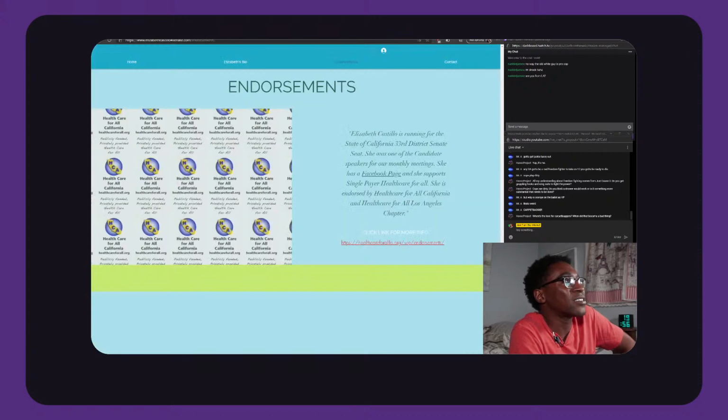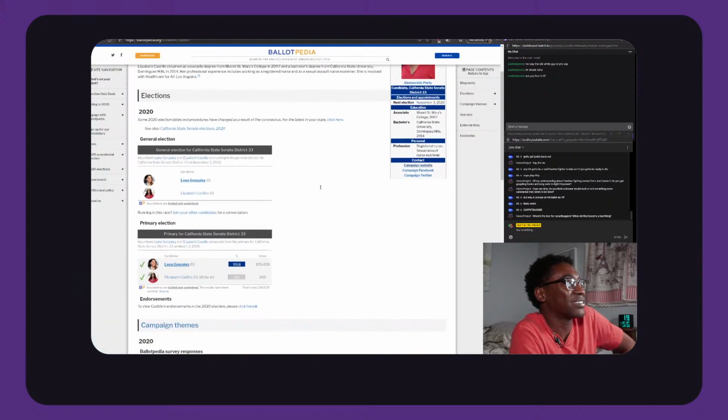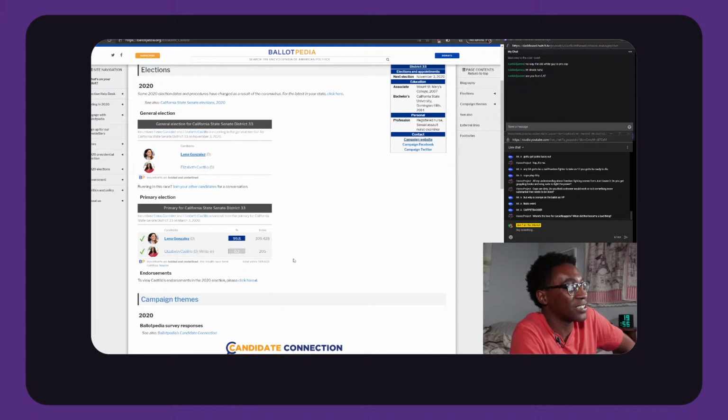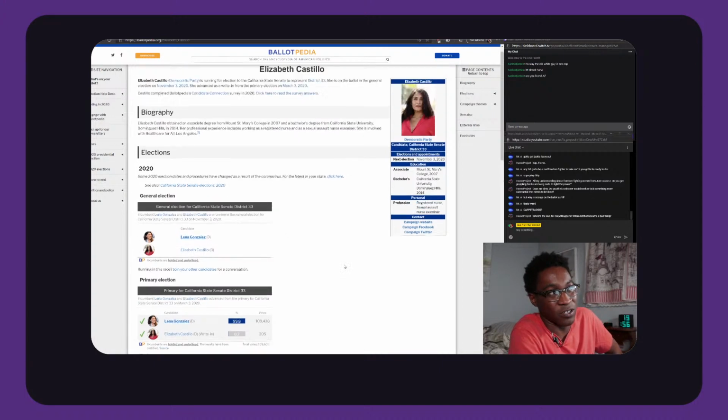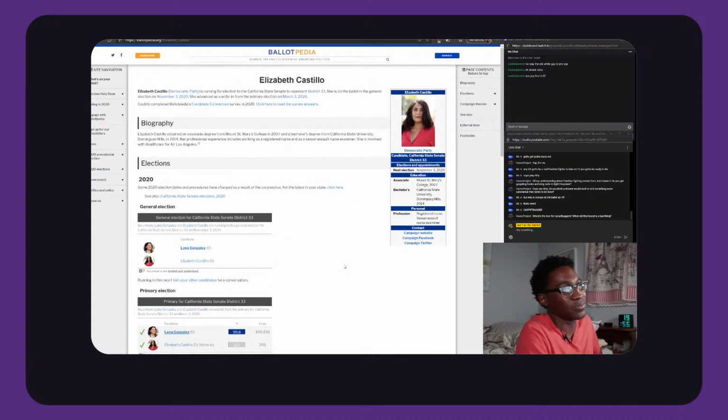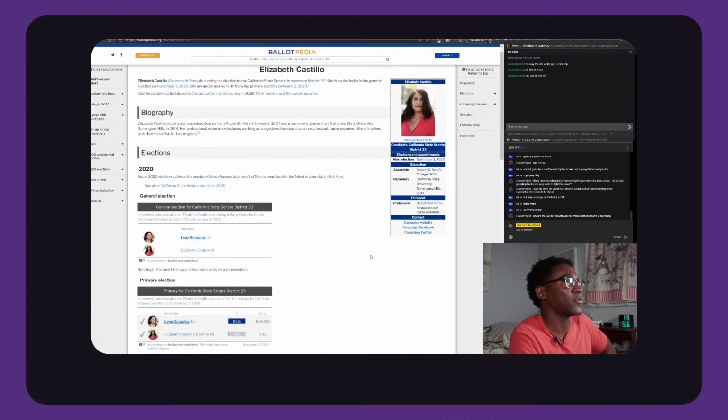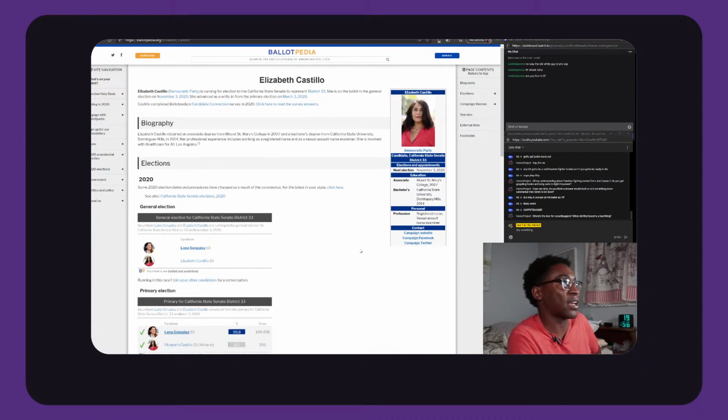Based on the primary results in my particular area, it does not look like Elizabeth Castillo will win on her own, but I like that she is a registered nurse and has experience working with sexual assault survivors, and I like that nurse background makes her a lot stronger with healthcare proposals and things like that. So I would definitely consider voting for her, at least in my local area, to have someone who is more progressive in the state senate.